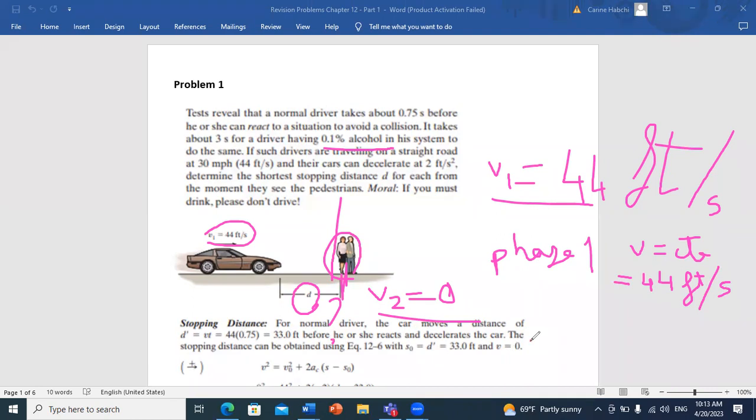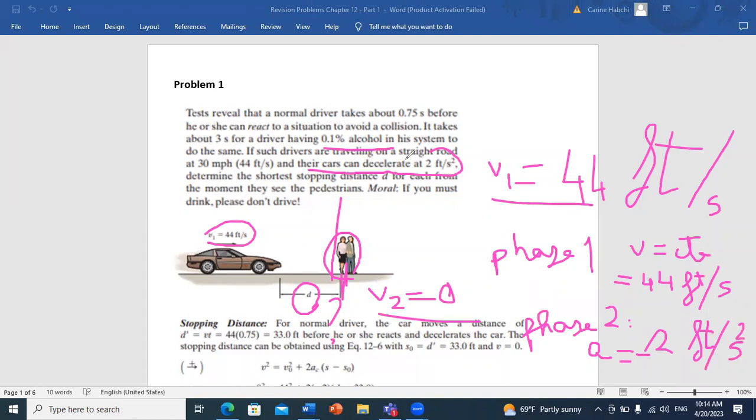And phase 2, we have deceleration. So A is equal to what? They said that the car will decelerate at 2 feet per second square. So we have minus 2 feet per second square. Okay, now what is the difference between the two situations we are comparing? The time of the phases.